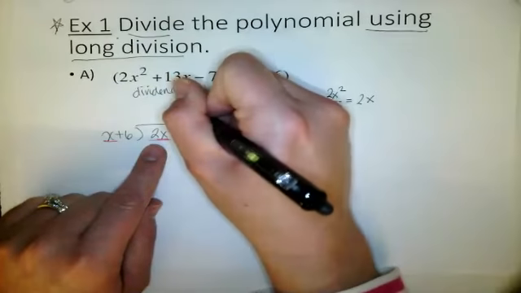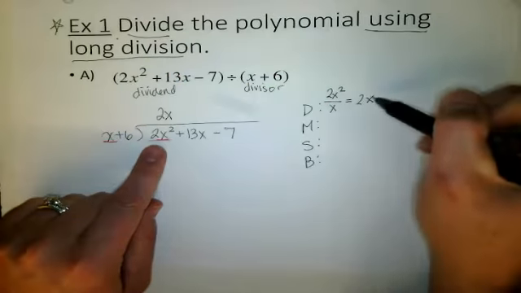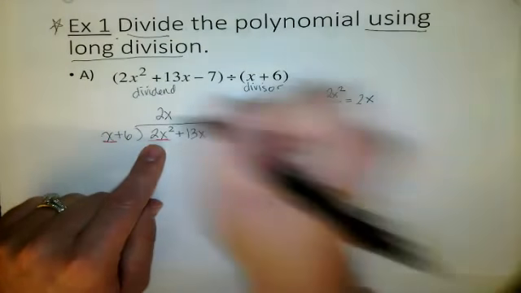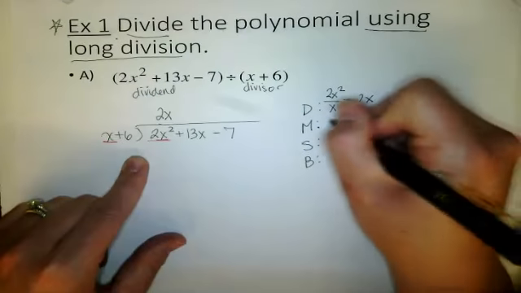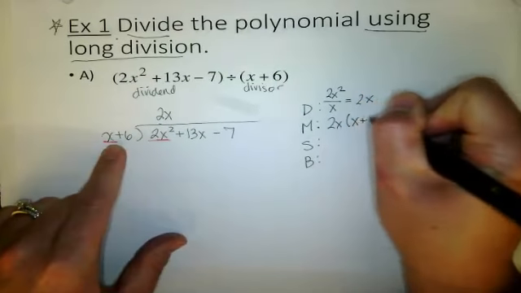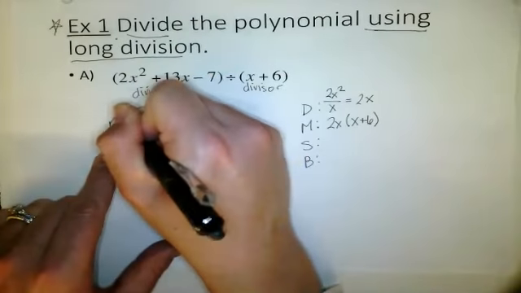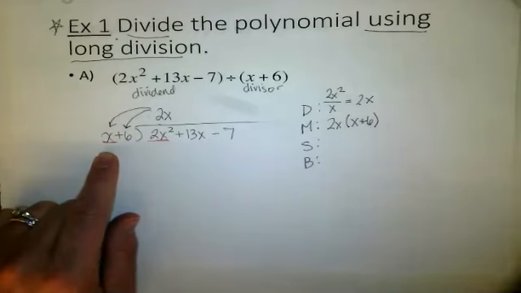It goes on top, right? I can put it anywhere really, but 2x. What do we do now? Multiply. M for multiply. We are multiplying this quotient times the divisor. 2x times the x plus 6, which means we need to distribute. So I like to draw these arrows to help me remember to multiply everything in the divisor.